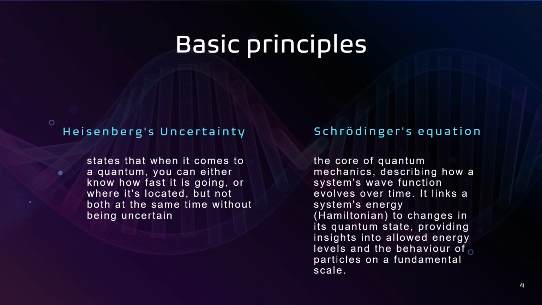And we also have Schrodinger's equation. And this is at the core of quantum mechanics. It describes how a wave function evolves over time, and it links that system's energy to changes in its quantum state. And this provides insights into the allowed energy levels and the behavior of particles on a fundamental scale. These are some basic principles in the field of quantum mechanics.